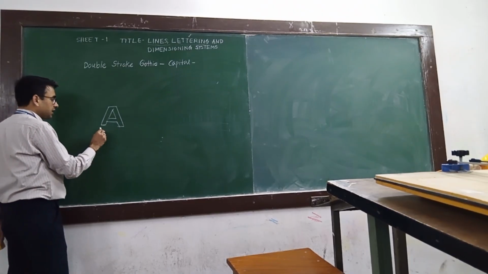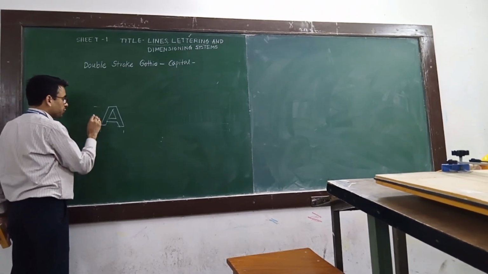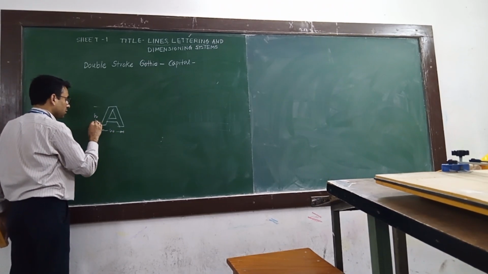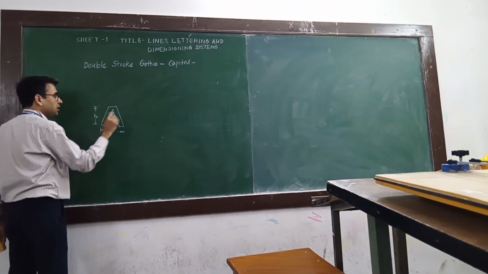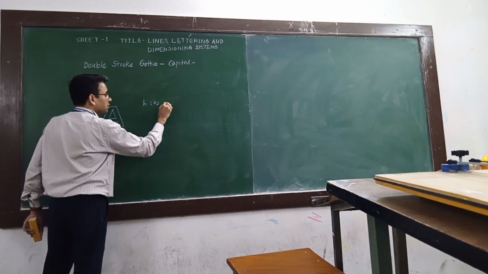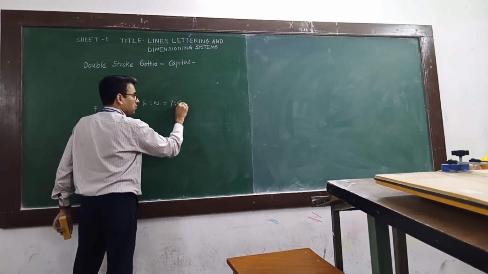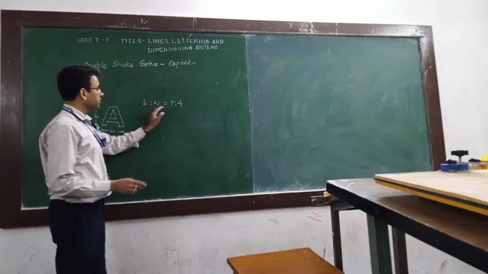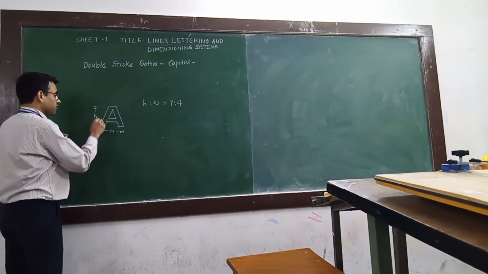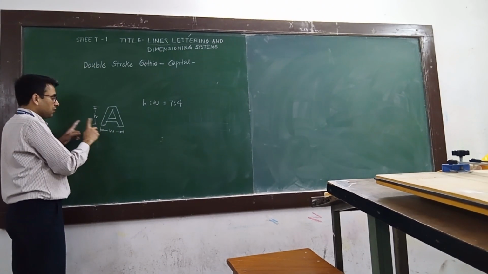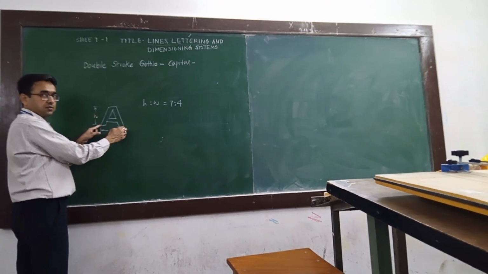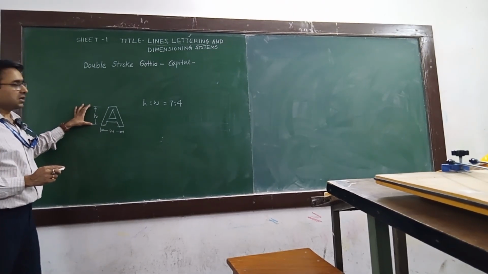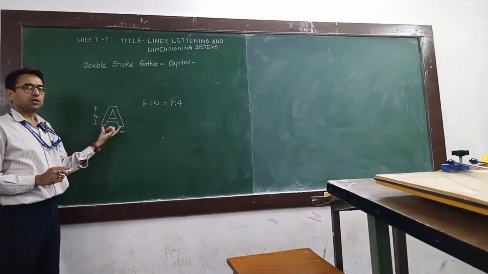Here there is a ratio of height to width. Height to width will be 7 is to 4 for most of the letters. So this is 7 units, and in the same unit length, the width is 4 units. Clear? If the height is 7 mm, then the width will be 4 mm. So that is the ratio.